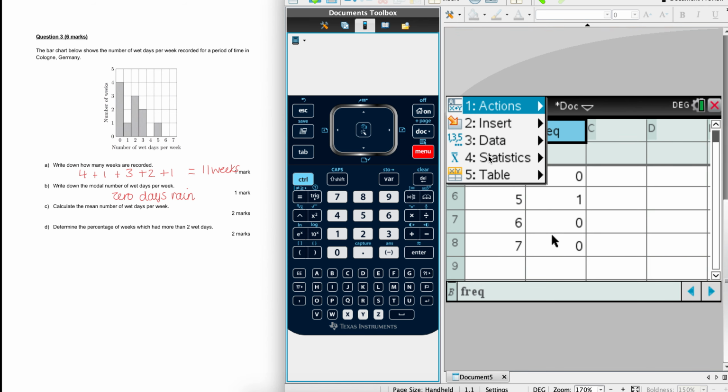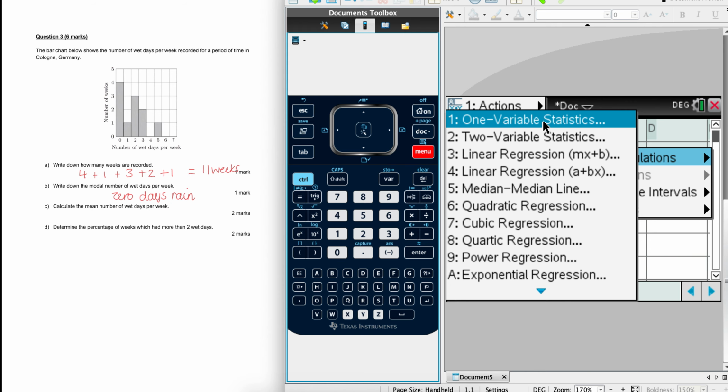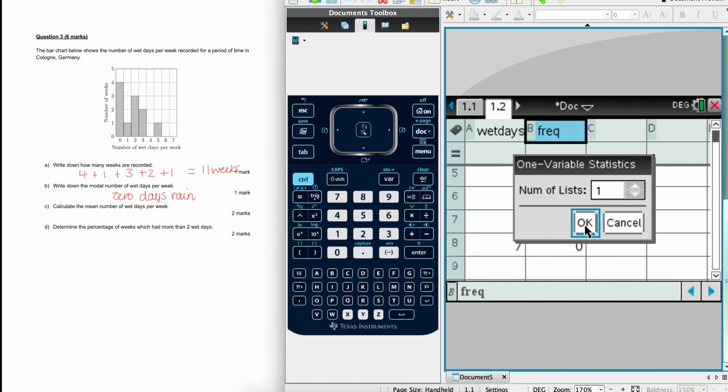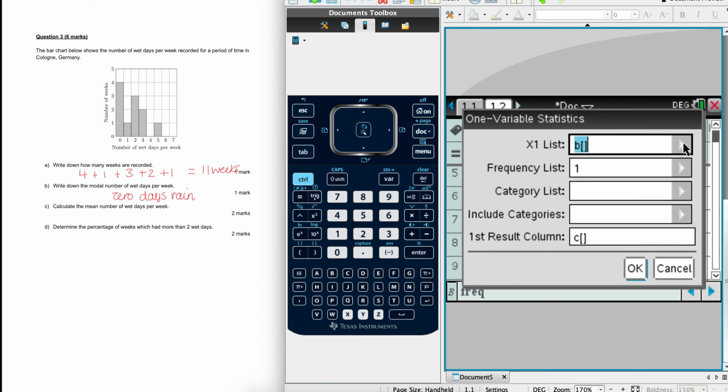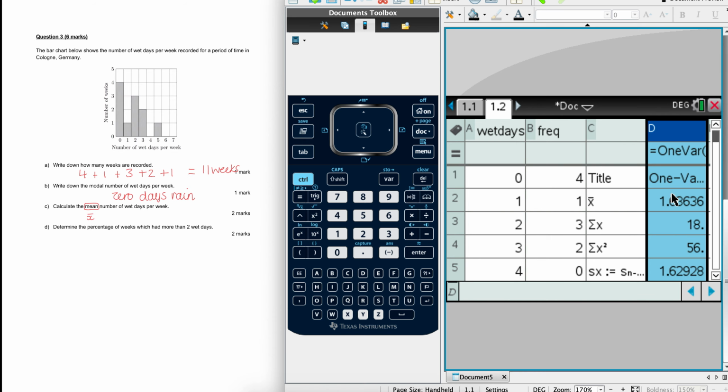My laptop is very slow. Statistics, stats calculations, and 1 variable statistics. So the data we called wet days, and the frequency list I called frequency, and we click OK. And the mean number is shown by x bar. So that's what we're looking for, x bar.